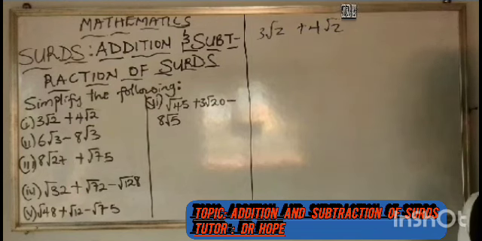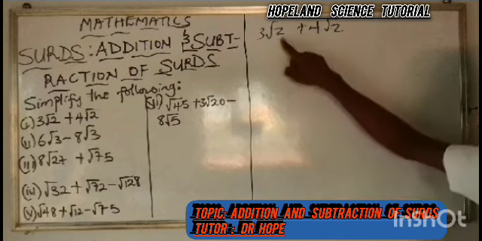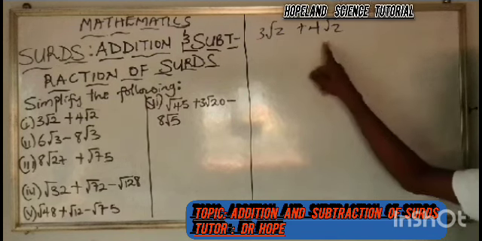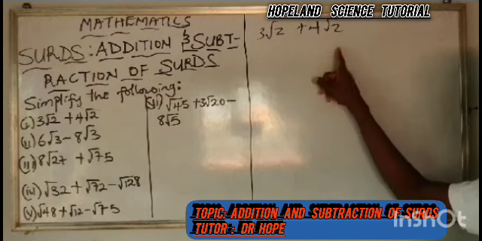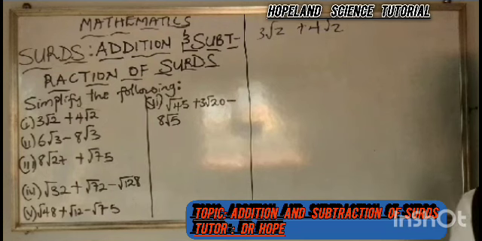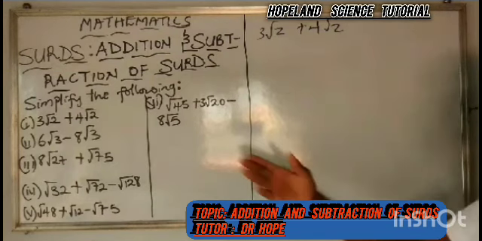Now are they similar surds? Now we will confirm that. What is the number in the root here? 2. What is the number in the root here? 2. So we have root 2, we have root 2, meaning that they are similar surds and they are also basic surds. So we can add or subtract.